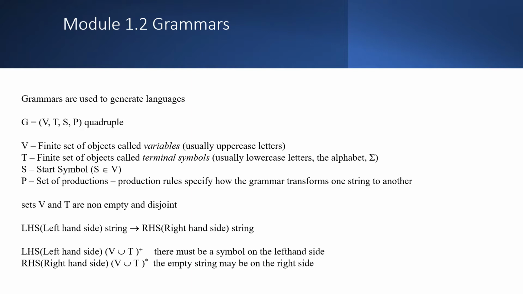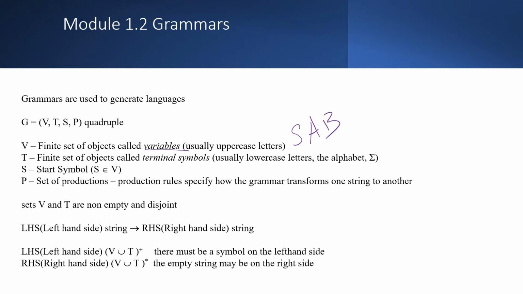A grammar is a quadruple, or a four-tuple. The four-tuple is made up of the following. The V stands for variables. These are a finite set, and the variables are usually uppercase letters. Sometimes it might be an S or an A or a B.